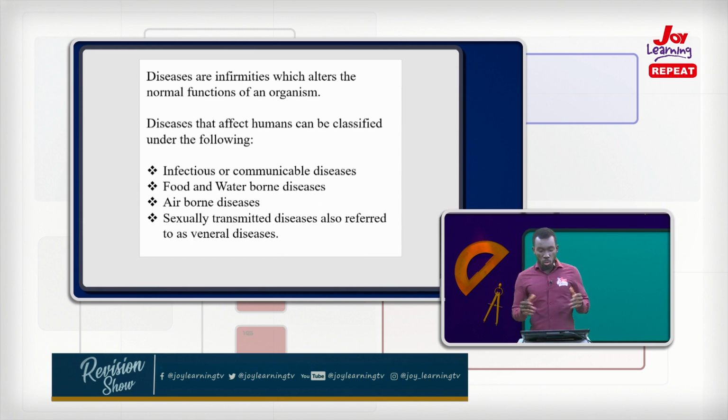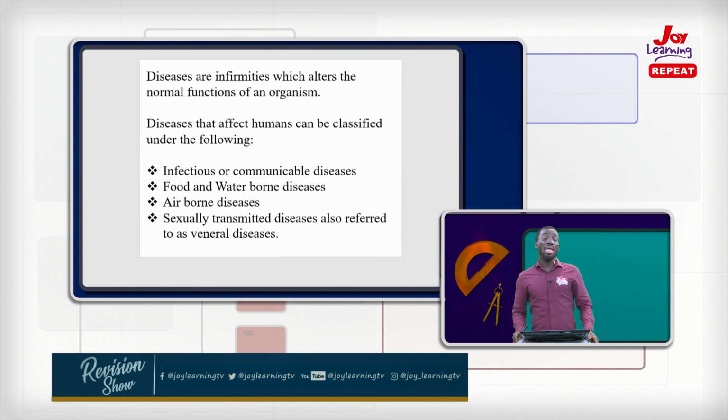We also have food and waterborne disease. These are diseases that are obtained from both food and water. Whenever there's contamination of food and water, and you ingest the food or the water, these microorganisms will be introduced into your system, resulting in the spread of that disease. So we can have, say, dysentery, cholera, diphtheria, and the rest. All these are food and waterborne diseases.